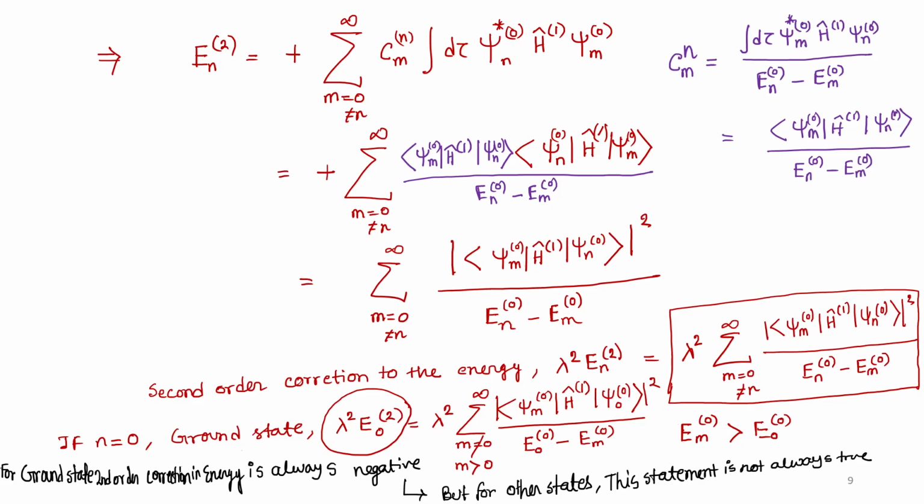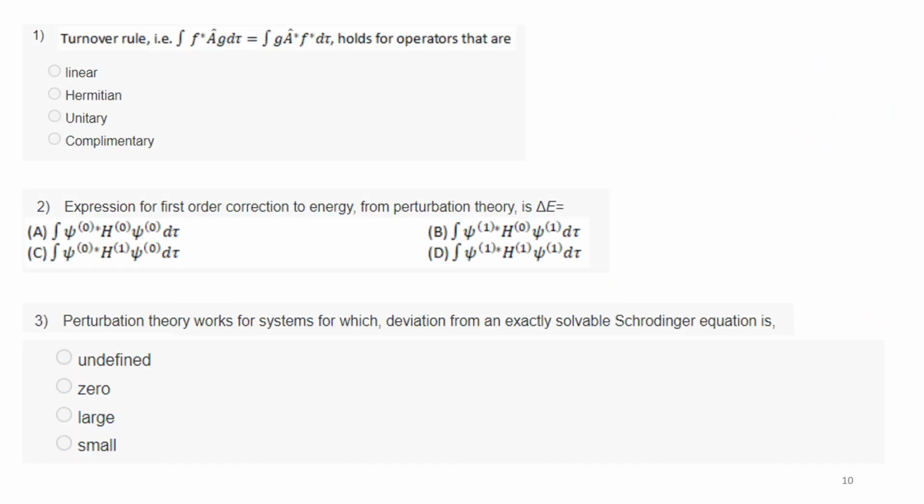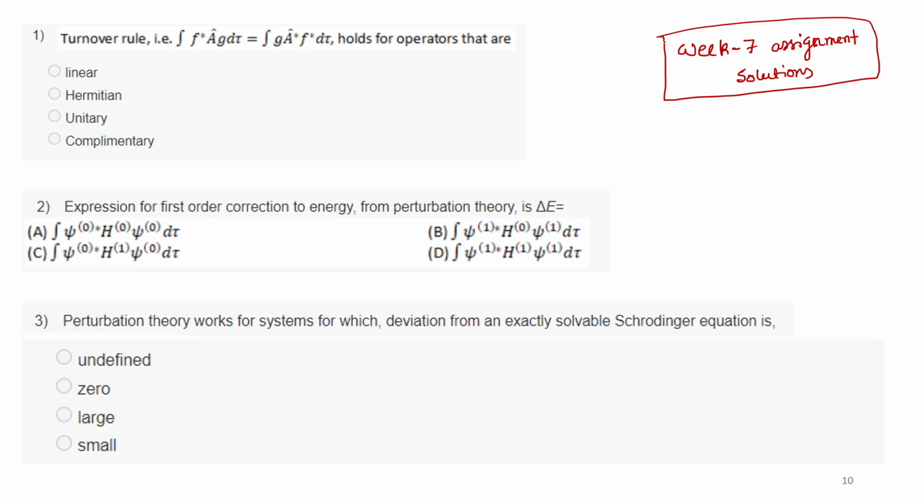Okay, so we don't have much time, but we will solve some questions, at least for the weekly assignment. These are from the week 7 assignment. Let me write. So these are the week 7 assignment solutions. Okay, I'm going to discuss whatever part I have already covered.